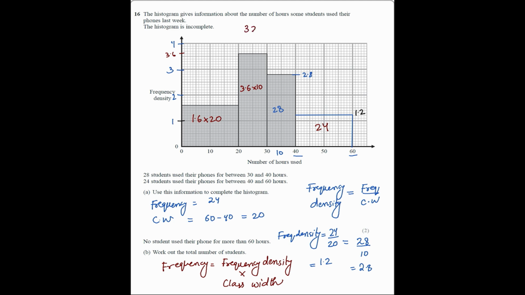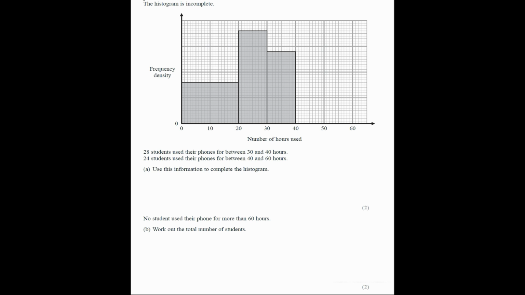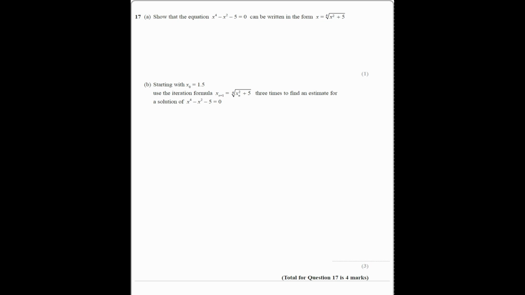So 32 plus 36 plus 28 plus 24, and that would give us 120. So we can write our answer as 120 there. Okay, let's start question number 17.